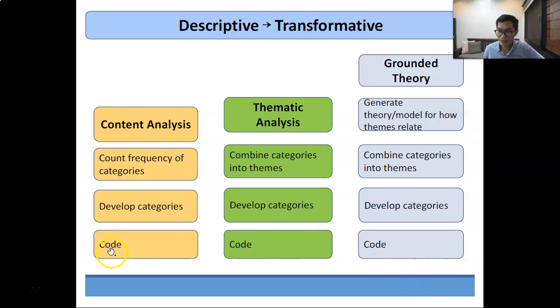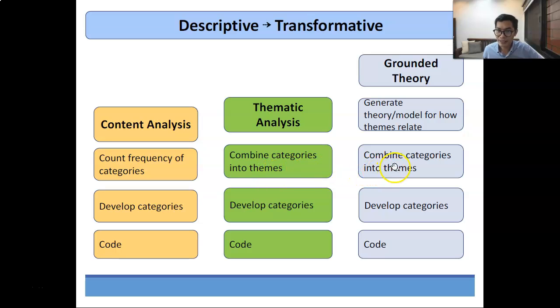So let's start here at the base first. You have the codes generated from your qualitative data. So you have your transcripts, interviews, for as long as they're qualitative. Then you try to develop the categories. But you can see on the next step, that's where the differences come in. For the content analysis approach, you try to count the frequency of the categories. But for thematic analysis, you combine the categories into themes.